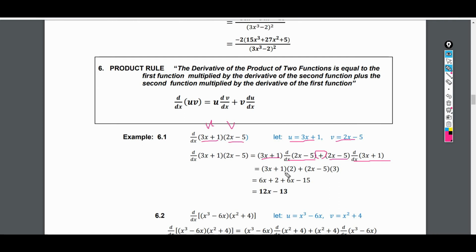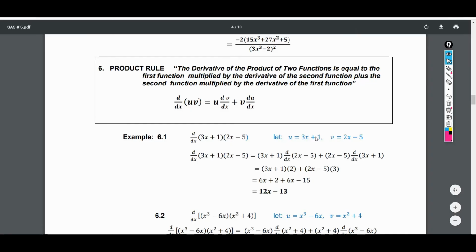Okay, so applying our differentiation, so stay muna si 3x minus 1. Derivative of 2x is 2. Derivative of 5 is 0. So we will just have 2. Ayan yun. Plus, ito naman yung v natin, retain yan, ito, si 2x minus 5. And then the derivative here of 3x minus 1 is 3. And then we simplify everything, ito, and we will arrive at this answer, 12x minus 13. Okay, so let's move on.